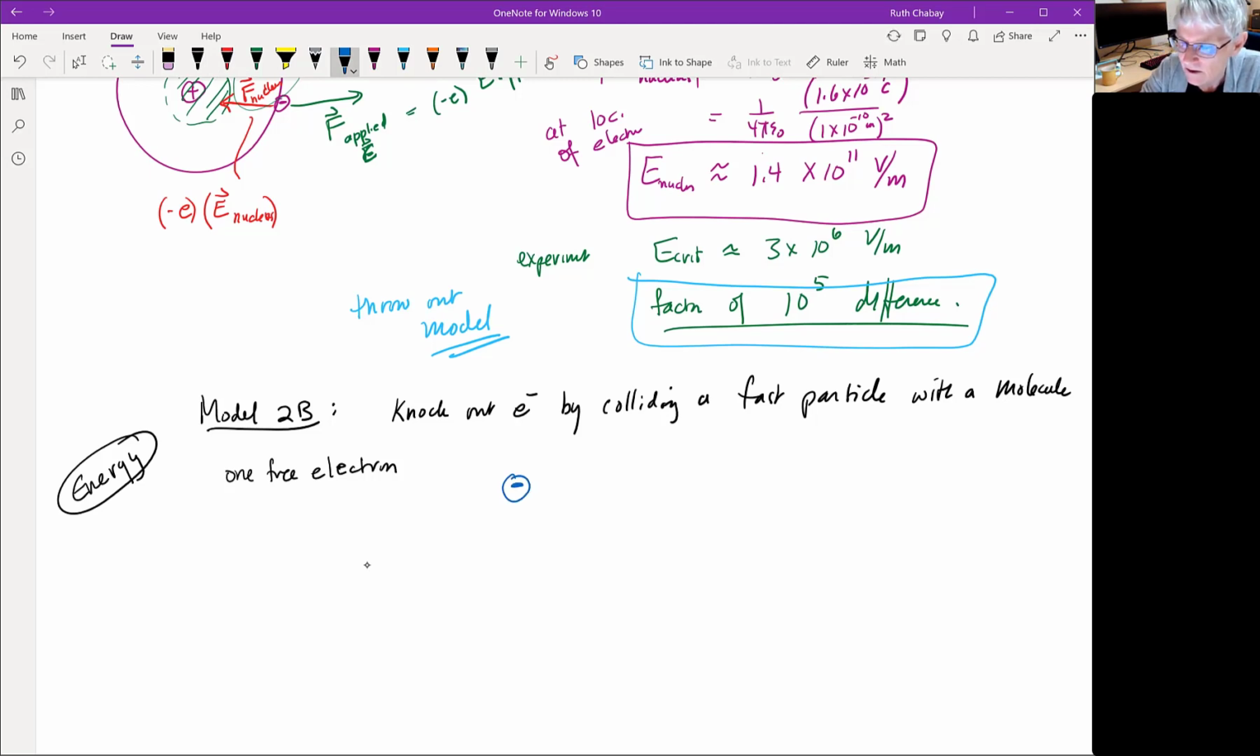So if we have a free electron traveling at high speed, it hits a neutral molecule, and what happens is we actually knock an electron off. There goes an electron, and now we're left with positive charge. So if we had just one free electron, we could ionize the air.